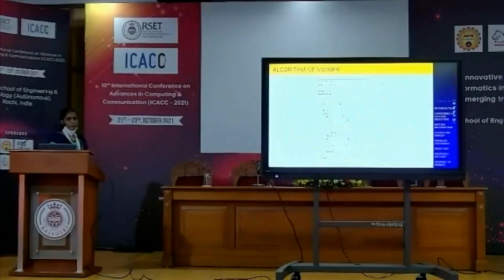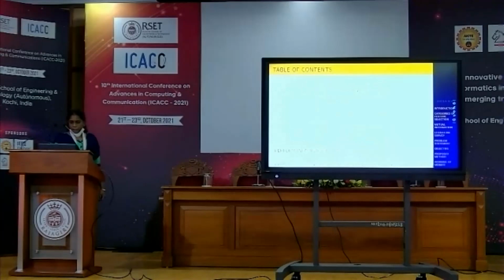This slide shows the algorithm of this MDI MFR. This part is for finding the relevant feature set, this part of the pseudocode is for finding the interactive feature set, and this part of the code is for finding the redundant feature set.